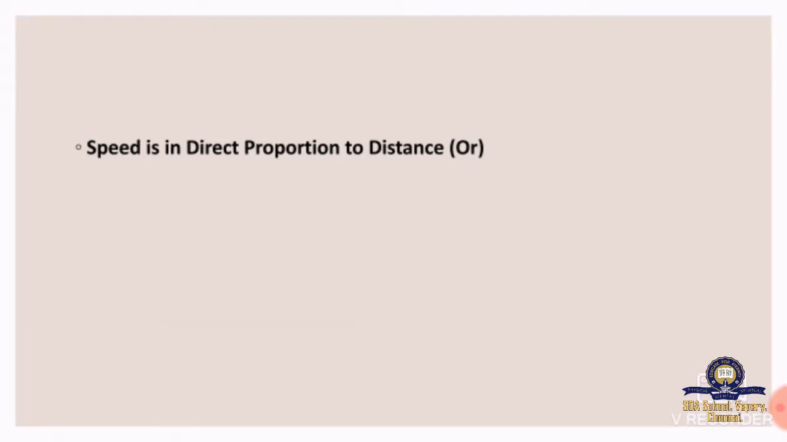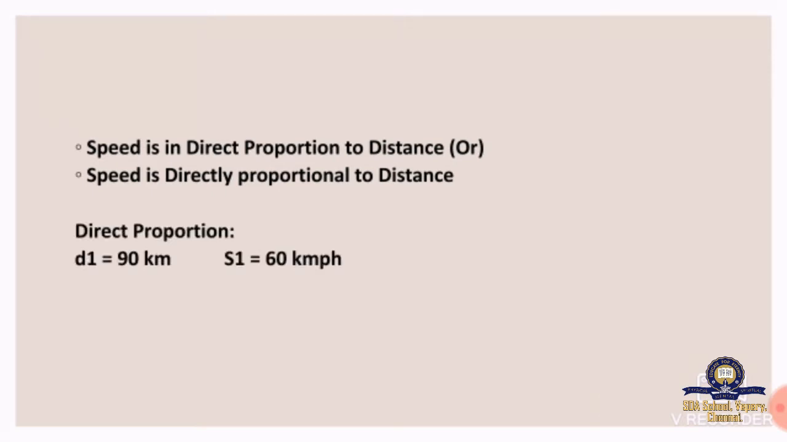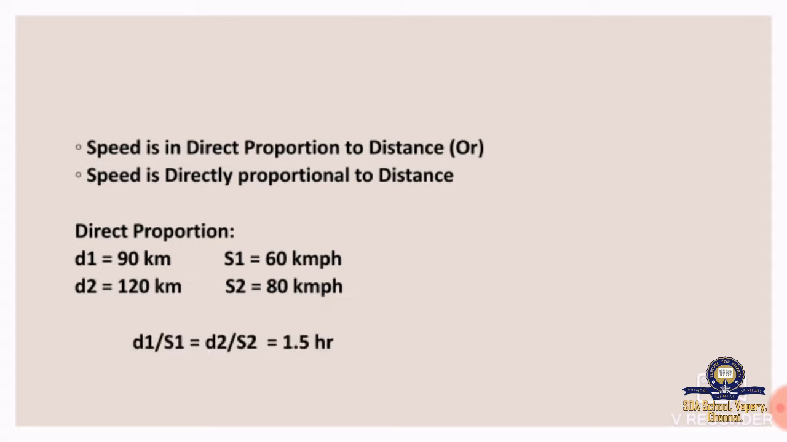From this we can say that speed is in direct proportion to distance, or speed is directly proportional to the distance. So for direct proportion, D1 we consider 90 km and S1 60 km per hour. D2 is 120 km and S2 is 80 km per hour, and it is denoted in direct proportion as D1 by S1 is equal to D2 by S2, where the time must remain constant, which is 1.5 hours. Therefore D1 by D2 is equal to S1 by S2.